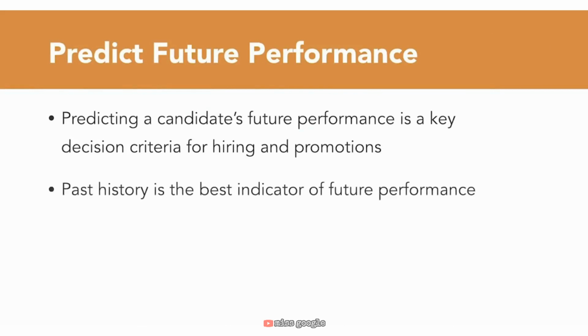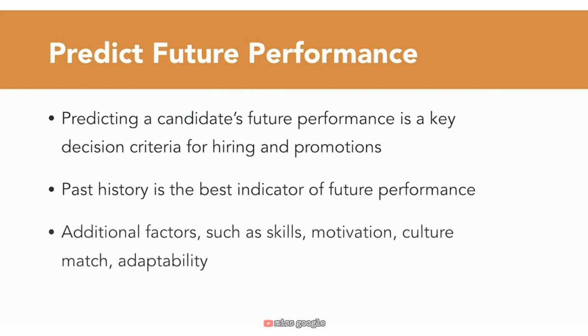Past history is the best indicator of future performance, so we should look at feature variables about past performance to predict the future. A number of additional factors also influence the future. This includes skill set, motivation for the job, a match to organizational culture, and adaptability to the new setup. This is usually an implicit consideration during the interview process, and the hiring manager makes the decisions. But we can use AI to look at the employee's credentials and predict the future. This will help make the process more normalized and rational.